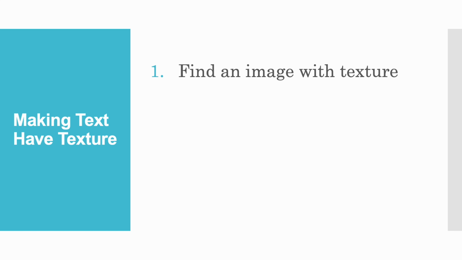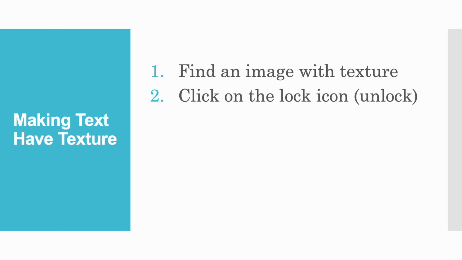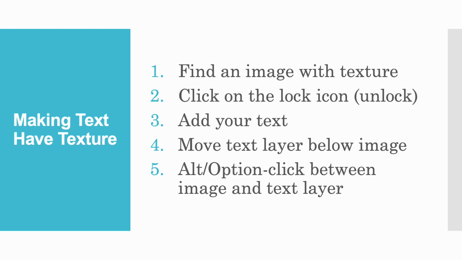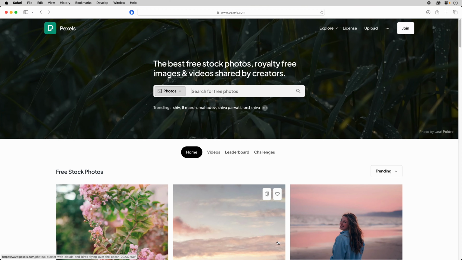Making text have texture is easy and fun. Just find an image with texture, open it in Photoshop, and then click on the lock icon in the layers panel to unlock it. This will allow you to move the stacking order of the layers. Add your text, and then move the text layer below the image. This is why we unlock the image first, because we actually want the text to be below the image. Next, Alt or Option click between the image and the text layer, and this will clip the image to the layer below, which is text. So this will give the effect of having the image inside the text. And that's it.